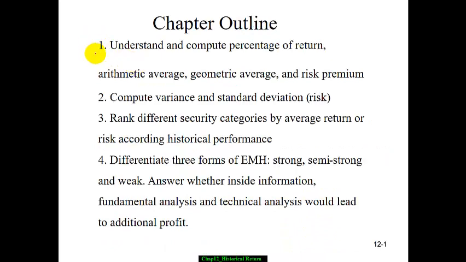So in this chapter, we visited the historical performance of 7 different kinds of securities. We talked about the returns and the risk, arithmetic average, and geometric average. We also discussed 3 forms of efficient market hypothesis. That concludes today's lecture.